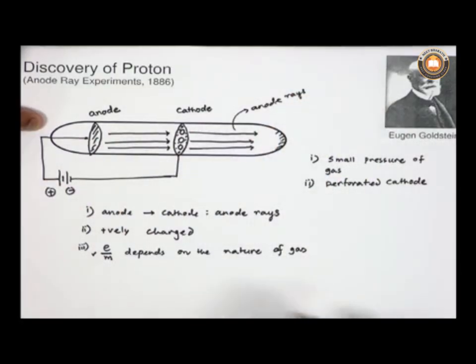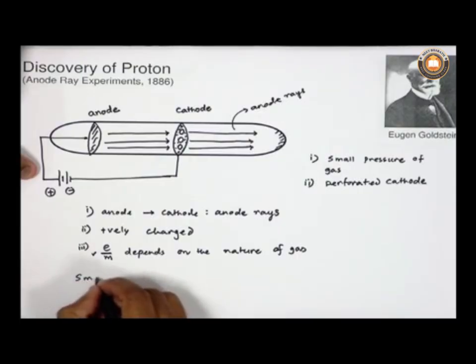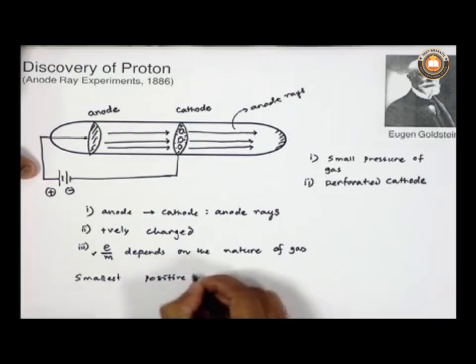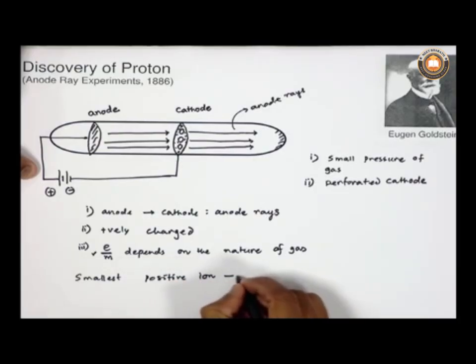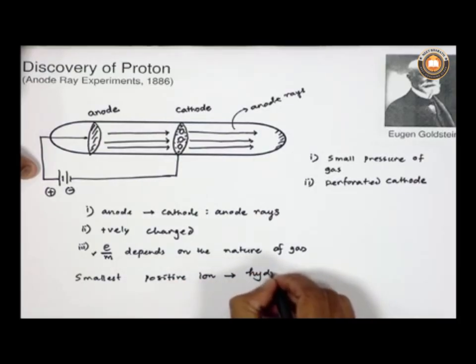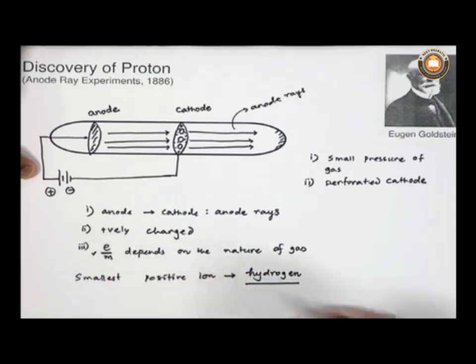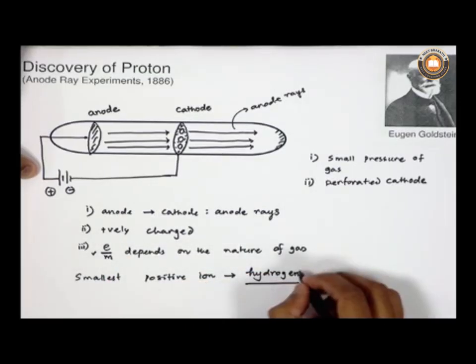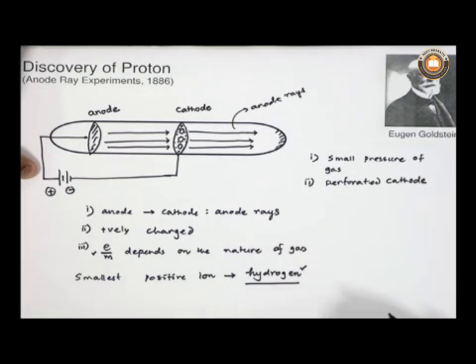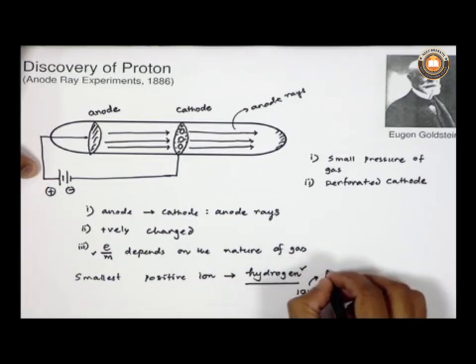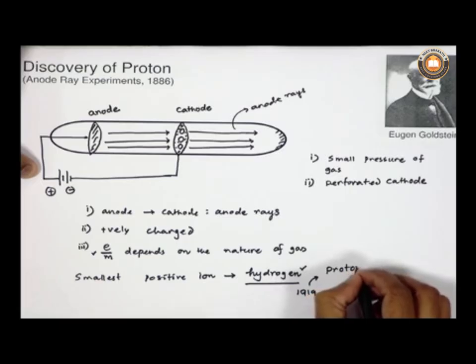By doing several experiments, it turned out that the smallest positive ion was coming from hydrogen. That was the lightest ion, the one with the smallest mass, coming from the hydrogen atom. And in 1919, it was shown that this hydrogen ion is what we know as the proton.